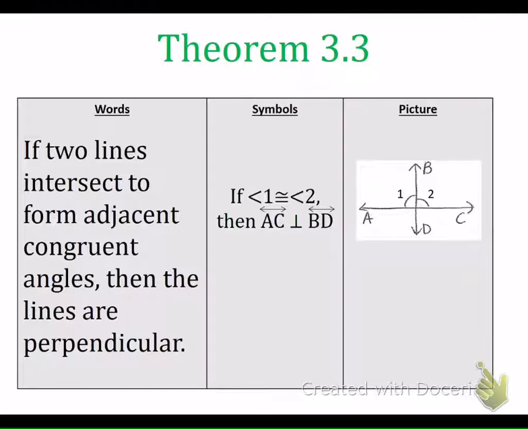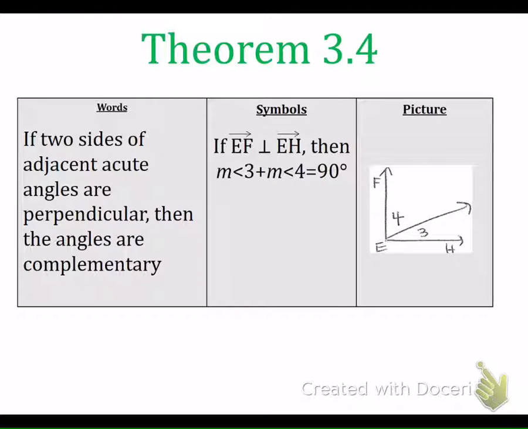Any questions? It's a lot, but it makes sense. Just think back to what you know about linear pairs. They have to add to 180. Think about what you know about congruent angles. They have to be the same. 180 divided by 2, you get a 90 and a 90.